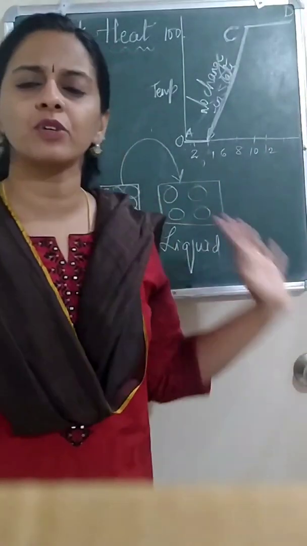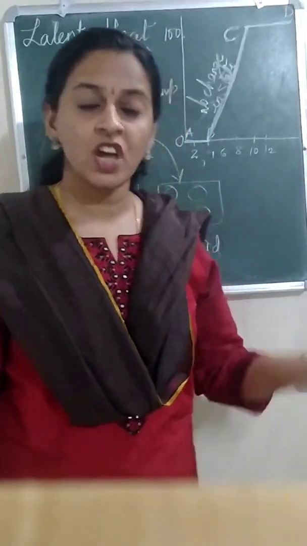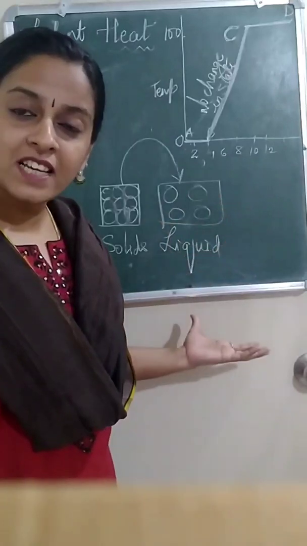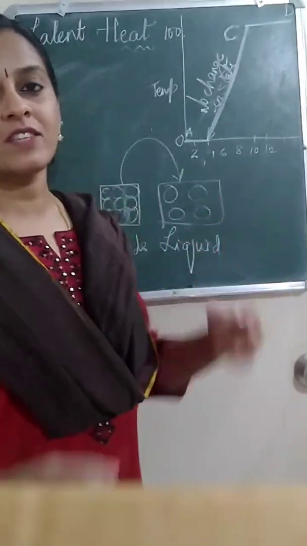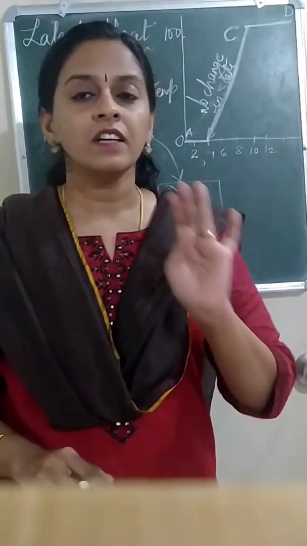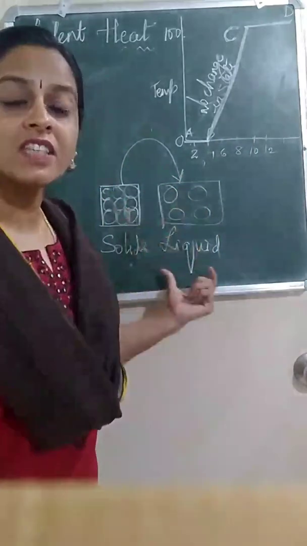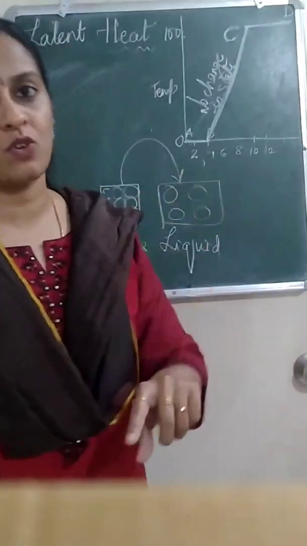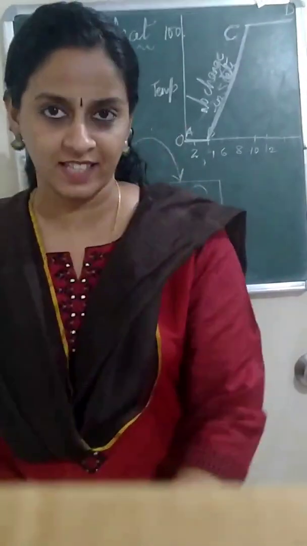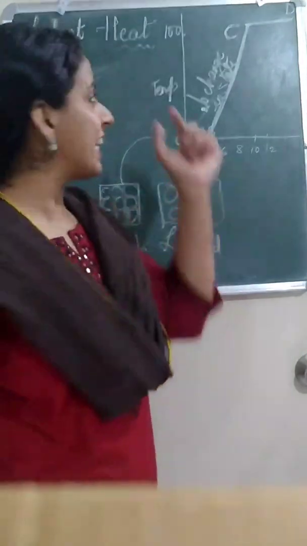Here I took the example of ice. The constant temperature at which ice gets converted into water is called the melting point of ice. First definition, did you write it? The constant temperature at which ice converts into water is called melting point of ice. Wrote it up. Now second definition, latent heat.